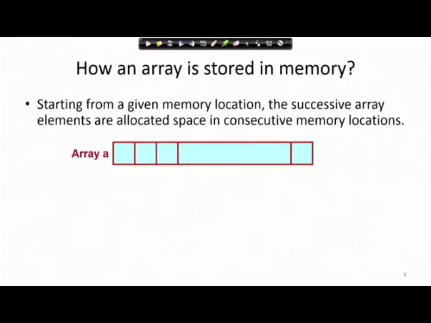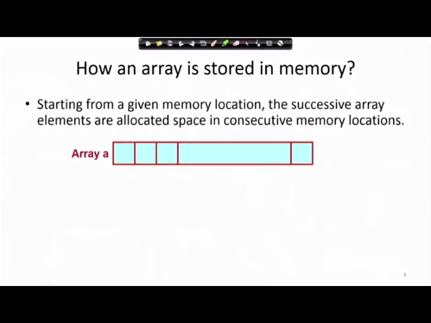Now, I have already described how an array is stored in memory. Let us have a revision of this. Starting from a given memory location, the successive array elements, this is very important, are allocated spaces in consecutive memory locations, one after another. So, array A will have memory locations one after another like this.